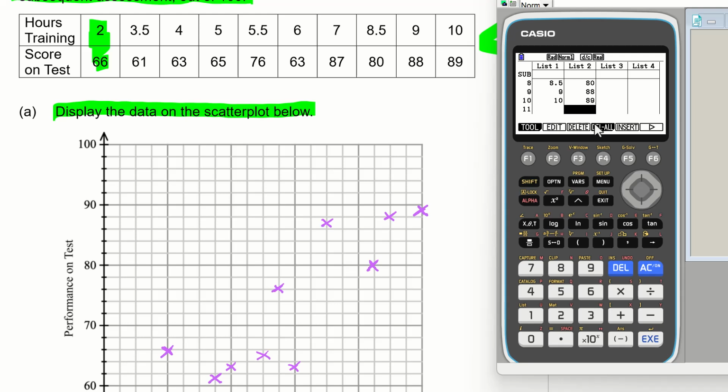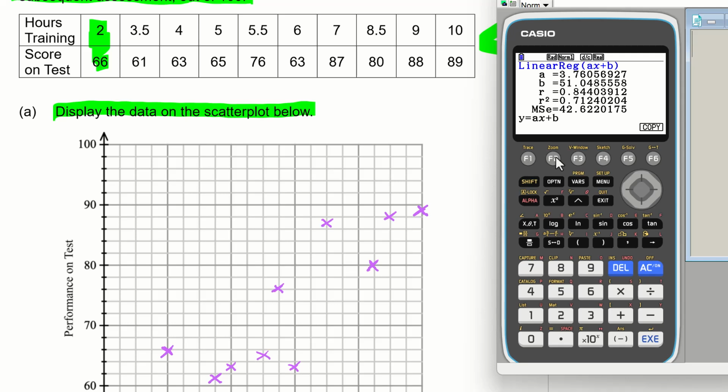Okay, so we've got all the data in, and then we want to calculate. And in the previous example, we did the set, but I haven't changed it since. My X's are in list 1, my Y's are in list 2, so I'm just going to go straight to regression, and it is X. There's lots of other types of regression, but we're only doing linear, which is the X one. And we want AX plus B. And so a lot of the things we need for this question are here on this screen.